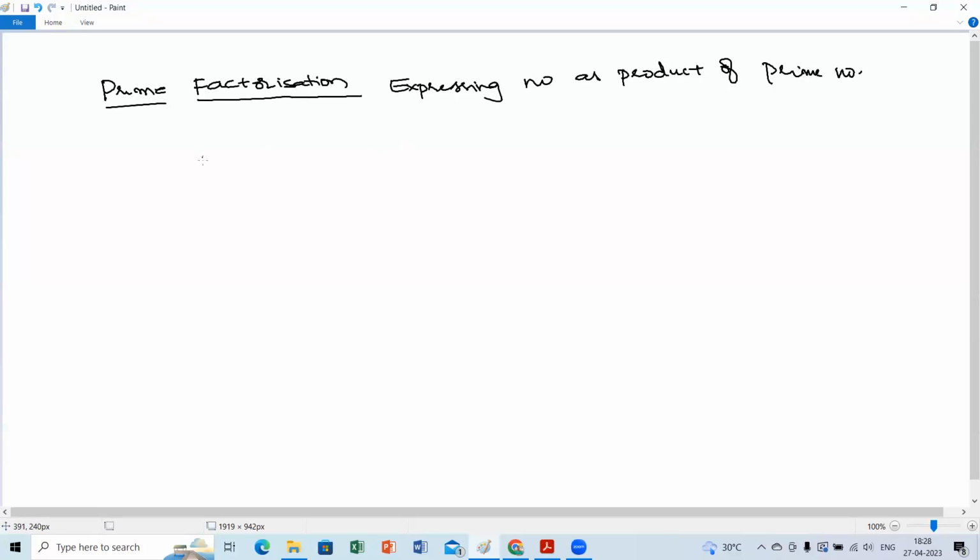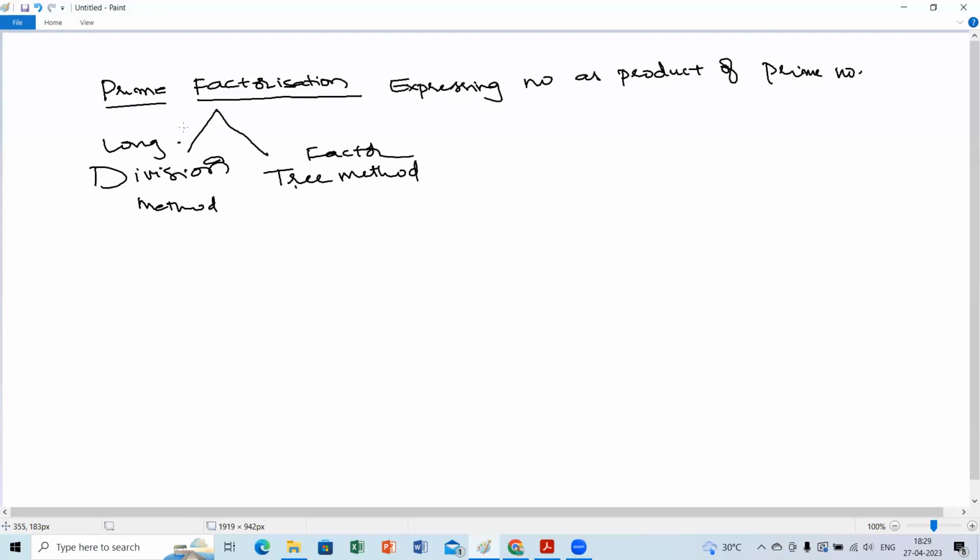Prime factorization can be done in two methods. One is the long division method. Another one is the tree method, the factor tree method. Sometimes they mention the factor tree method, sometimes the long division method, it is your wish. If they particularly ask for the long division method, you go with that. If they particularly ask for the tree method, you do that. But if nothing is mentioned and they say express as a prime factorization, you can do it in any method.